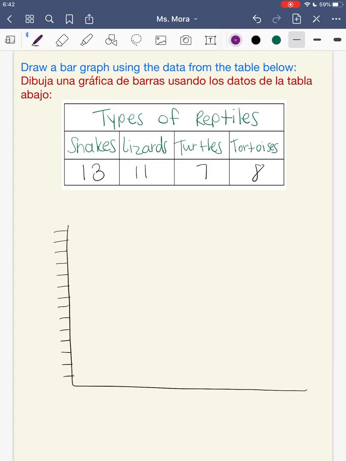Okay, so I'm gonna number my sides. So I have 1, 2, 3, 4, 5, 6, 7, 8, 9, 10, 11, 12, 13, 14. Okay, and then I'm gonna label my 4 categories.